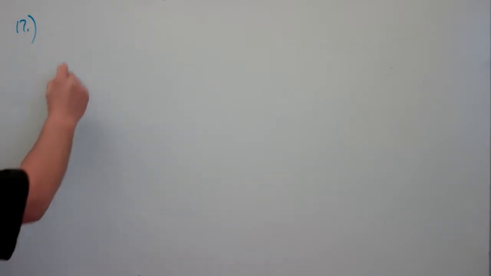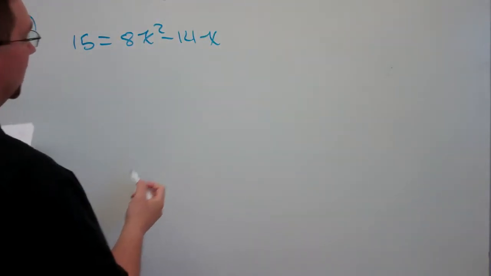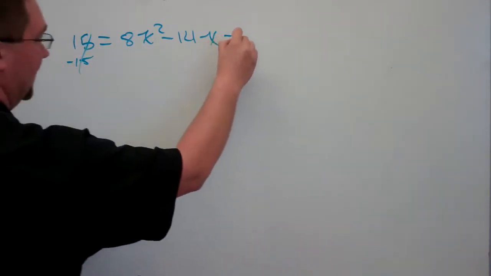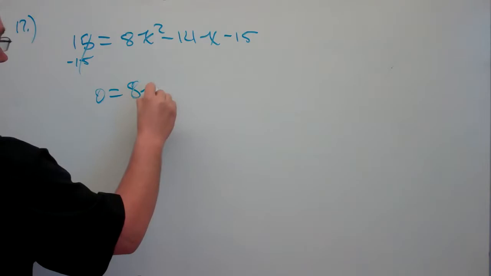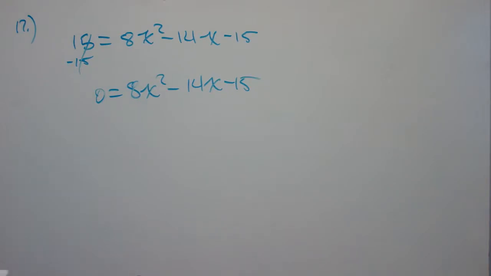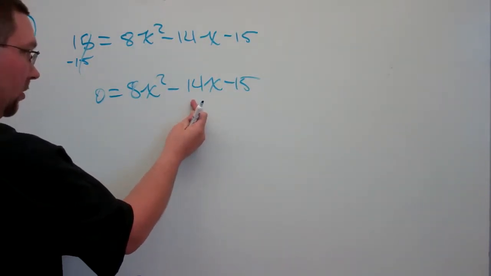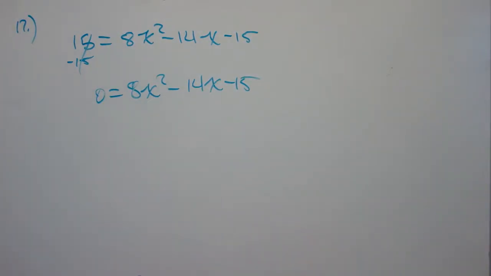What are we on? 17? I'm keeping track of the numbers. Alright, we have 15 equals 8x squared minus 14x. Alright, here's what I'd do. Subtract the 15 from both sides. 0 equals 8x squared minus 14x minus 15. Alright, now we're going to try to factor this beast. Well, we have 8 here and 15 here. We've got a 14 in the middle. So we can try to factor it, or we can just go ahead and run it through the quadratic formula or whatnot.